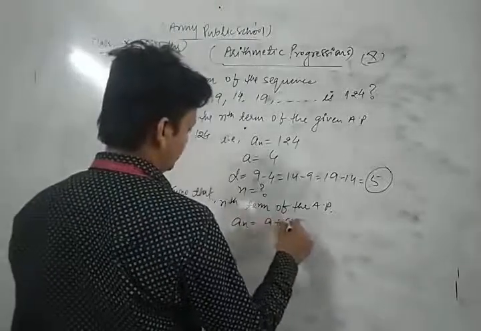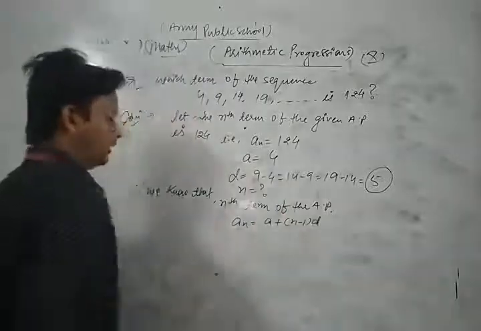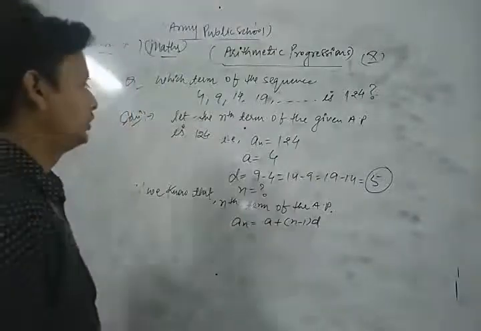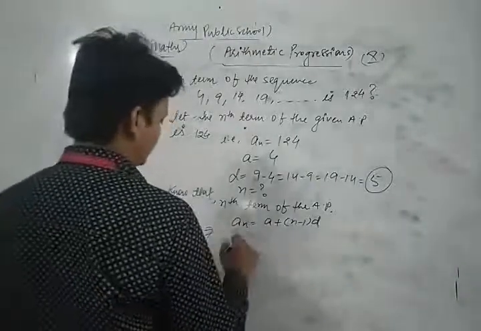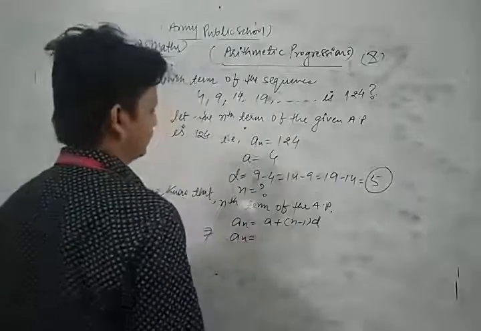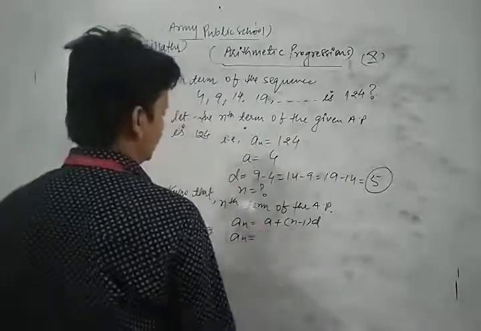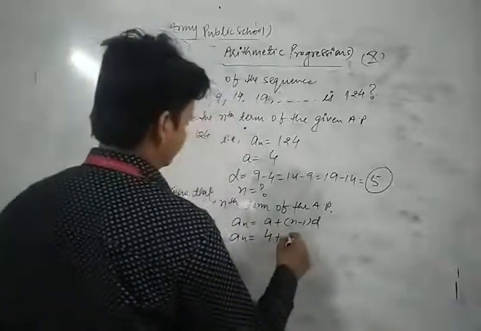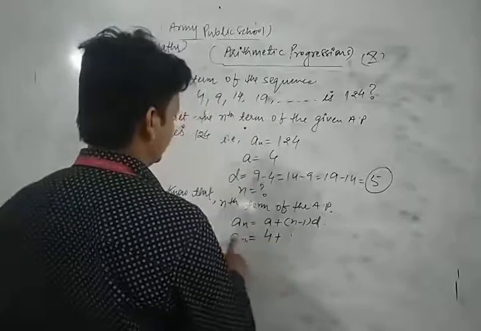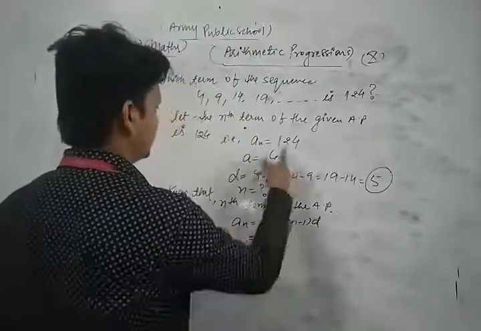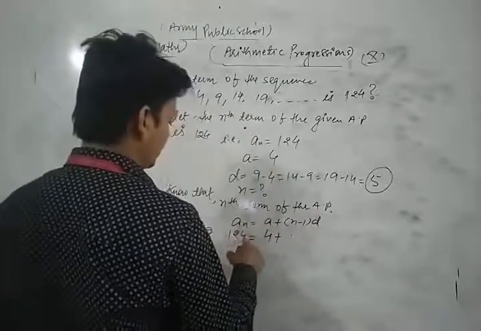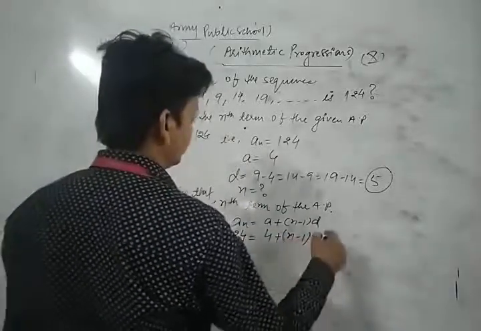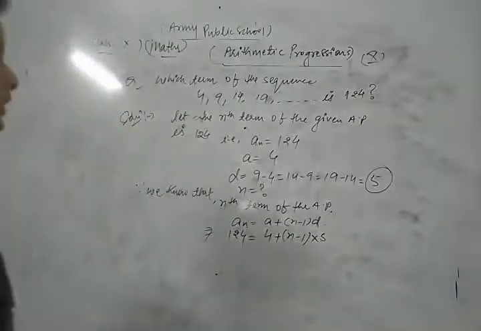An is equal to a plus n minus 1 into d. Now we put each and every value in that formula. So we get An is equal to a, which is 4, plus n minus 1. An we put as 124, the value of A is 4, and the value of D is 5. Now we just simplify them.